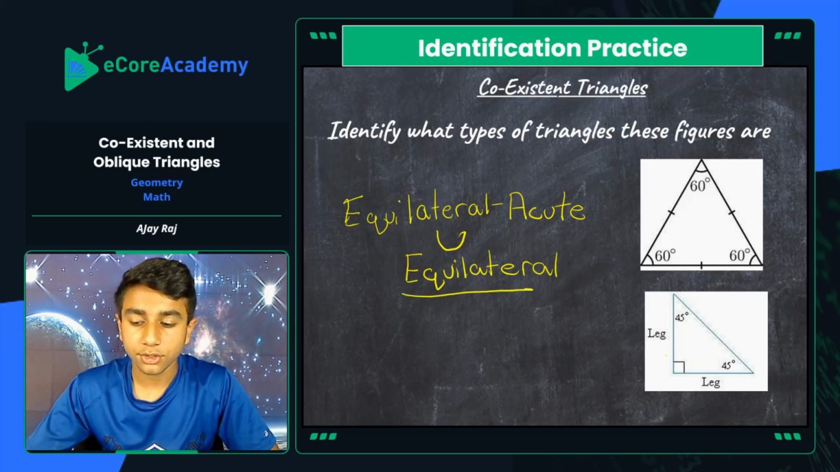And then for this triangle right here, we already see that it has a right angle here, so that means it must be a right triangle.